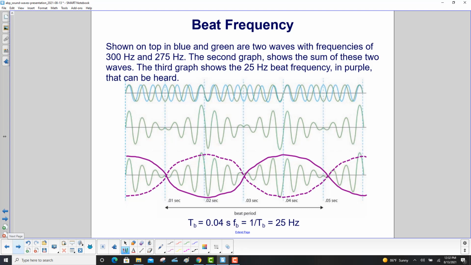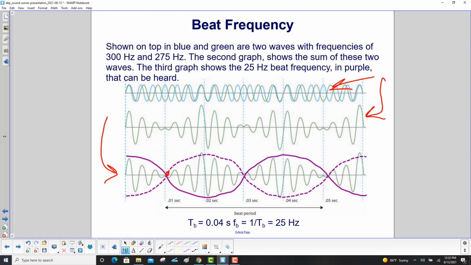We're putting some numbers in now. The two colors up here, blue and green, I thought it actually looks a little more gray. Oh well. They're two waves with frequencies of 300 hertz and 275 hertz. The second graph shows the sum of these two waves. The third graph shows the 25 hertz beat frequency in purple that can be heard.